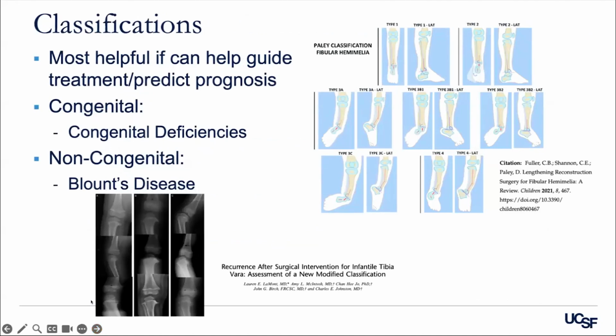Once a diagnosis is made, it can be helpful to use classifications. These classifications are most helpful if they can guide treatment and help to predict prognosis. There are many examples of different classifications, but the ones that are being used the most frequently for congenital right now are the Paley classification, as imaged on the right here for fibular hemimelia, and there are other ones for other congenital deficiencies. And there are also several classifications for non-congenital etiologies, as pictured here, a newer classification for Blount's disease developed by Lamont.